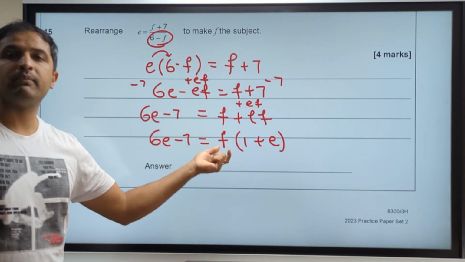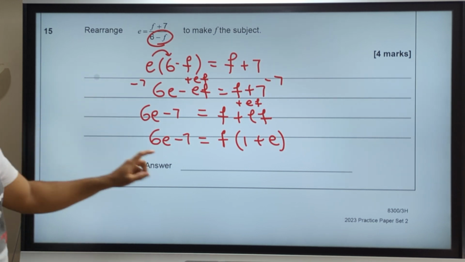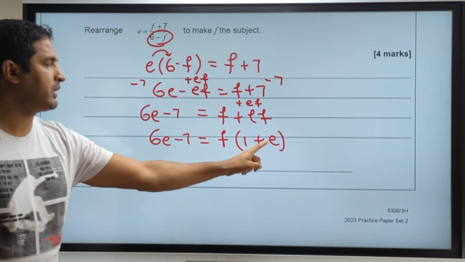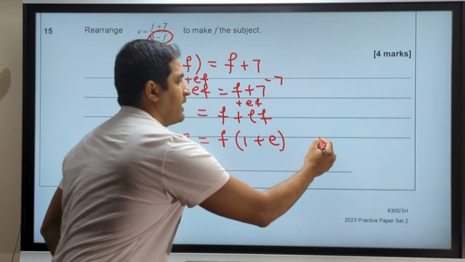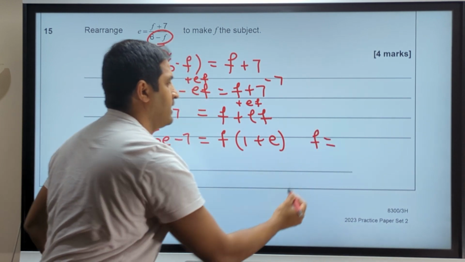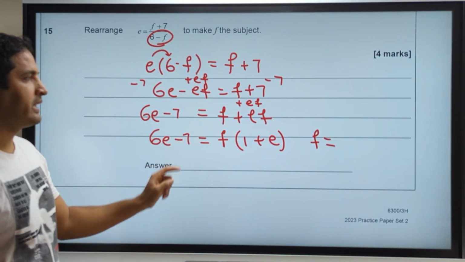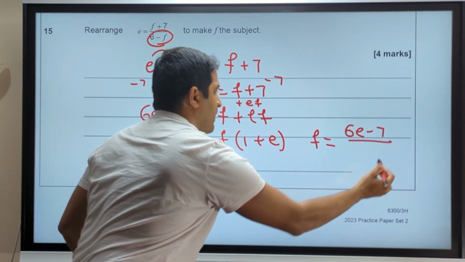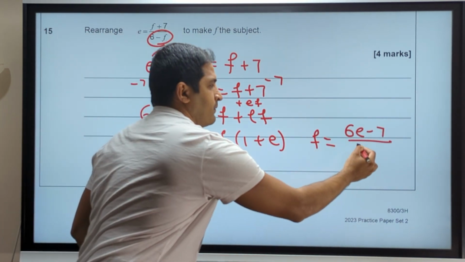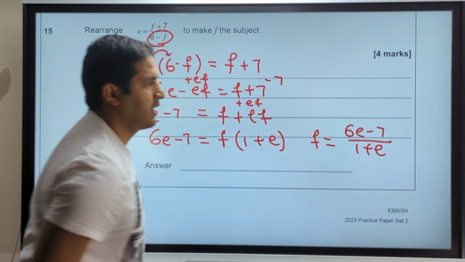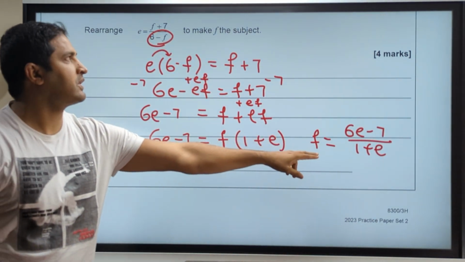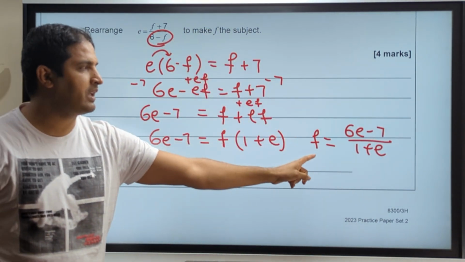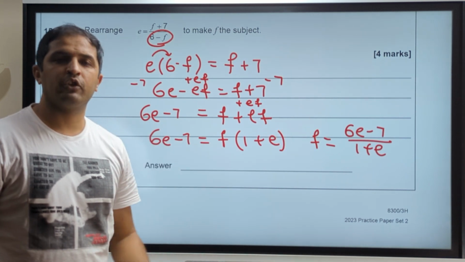If I want to keep that f by itself, I need to divide both sides by 1 plus e, and that will give you f as the subject. So f is equal to 6e minus 7 divided by 1 plus e. And that will give you f as the subject. So we rearranged it and made f by itself on one side of the equal sign.